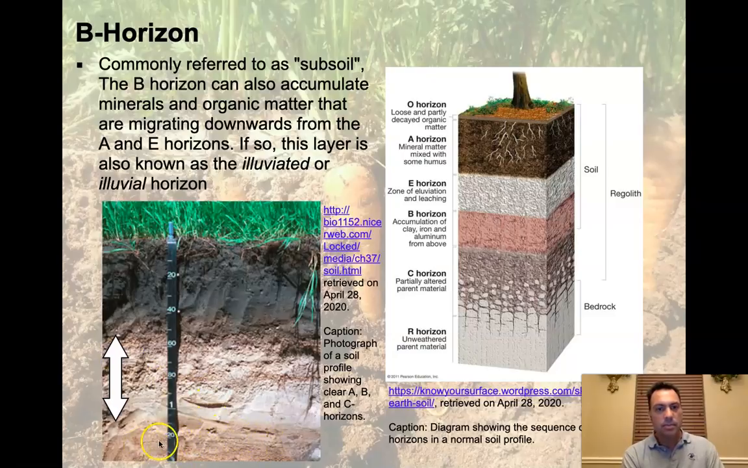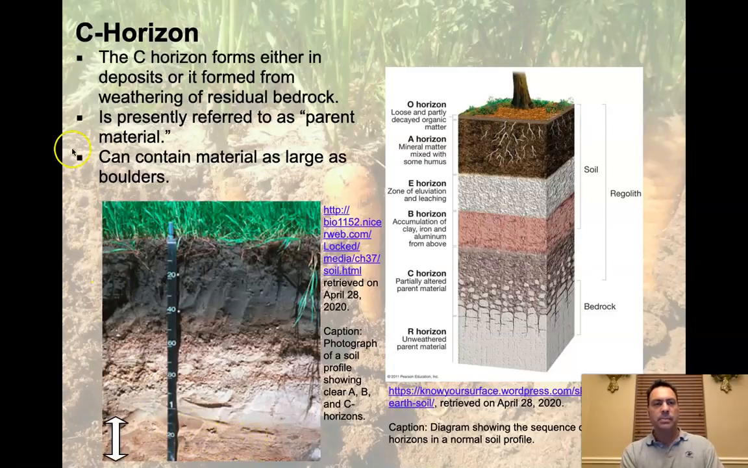It's a different type of material. It turns out that is our next horizon, the C horizon. In this case, it looks like it's derived from sand dunes, but the C horizon is usually stuff that is very similar to the original parent material. It can contain material as large as boulders and cobbles in it. This looks like it's sand dunes or something like this. I actually am not familiar with what the material is here in the C horizon on this particular image, but here you can clearly see all three: A, B, and then down here is C. And this is the original parent material with the soil forming on top.